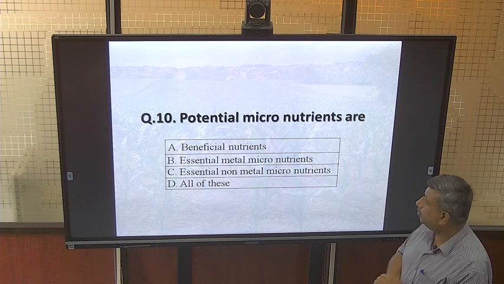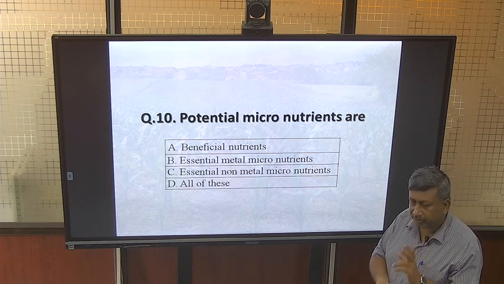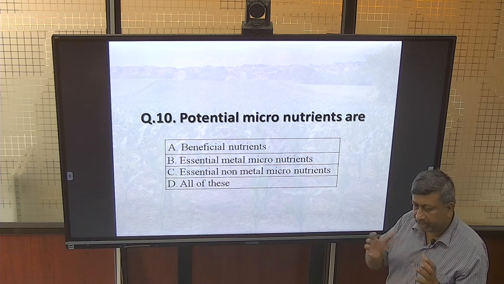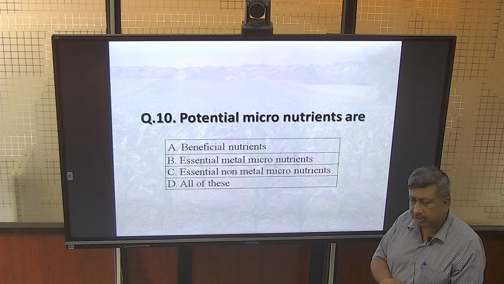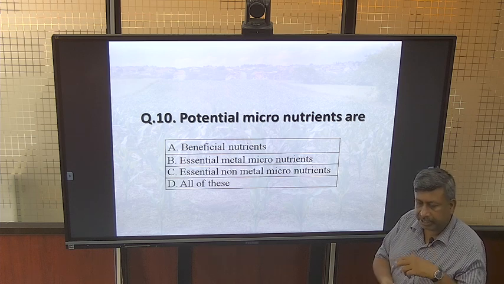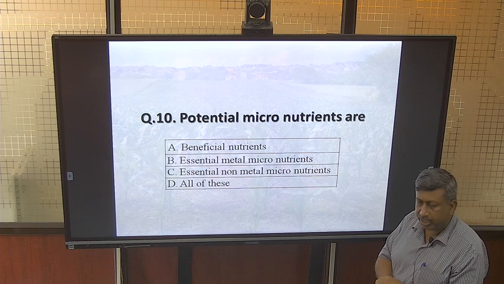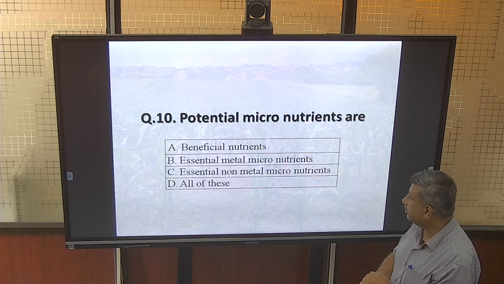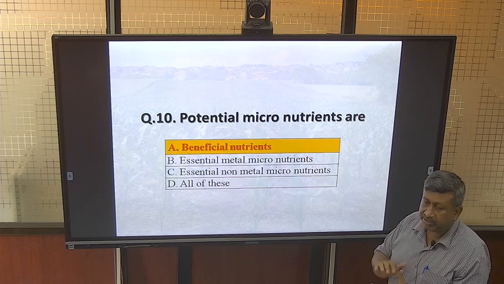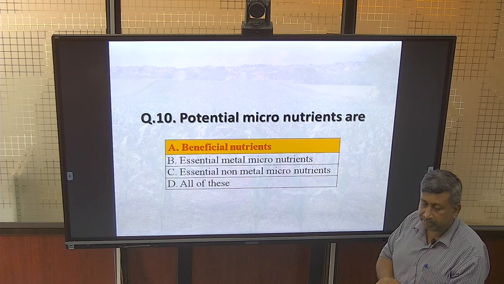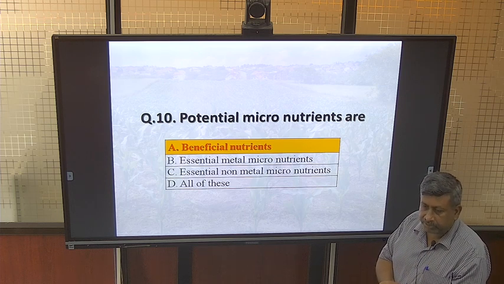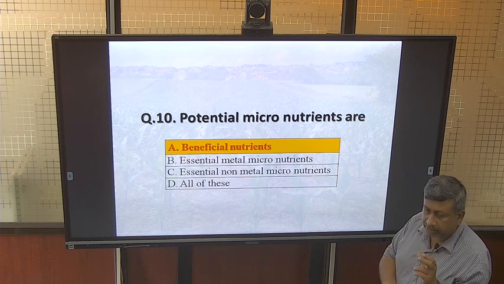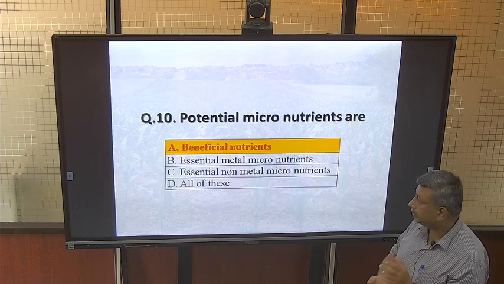Then potential micronutrients are, actually there are two types of nutrients, macronutrients whose requirement is more and micronutrients whose requirement is less. But there is another category which are known as potential micronutrients. These are beneficial for the plant and improve the growth, yield and quality, and these nutrients are known as potential micronutrients, okay, and these potential micronutrients are beneficial nutrients. For example, sodium, it is beneficial for saline condition, silicon for rice. These are the potential micronutrients and benefit the plant in certain conditions and certain plants.